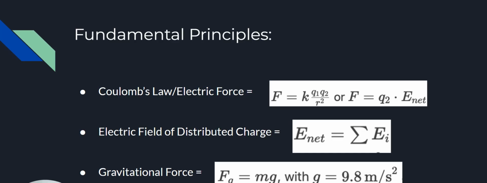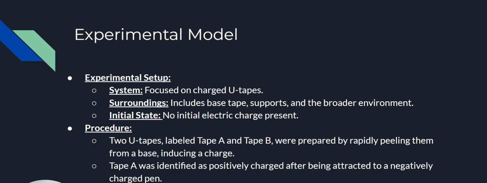We're looking at Coulomb's law and the electric force, the electric field of a distributed charge, which is just the sum of the fields, the gravitational force, F equals mg, and then Newton's second law. All the representative formulas are there. The experimental model looks at the system, which is just the U-tapes. The surroundings are the base tape, supports, and the environment. The initial state is that there's no electrical charge present.